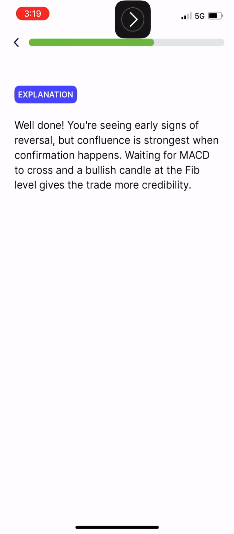Explanation: well done. You're seeing early signs of reversal, but confluence is strongest when confirmation happens. Waiting for MACD to cross and a bullish candle at the Fib level gives the trade more credibility.